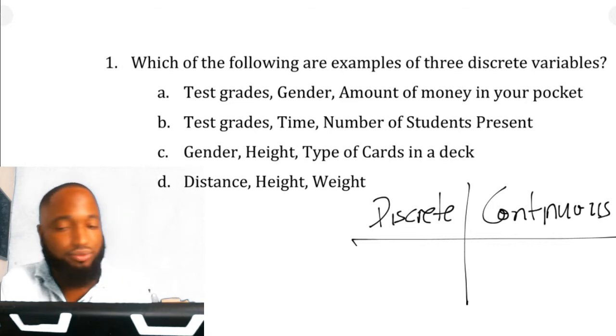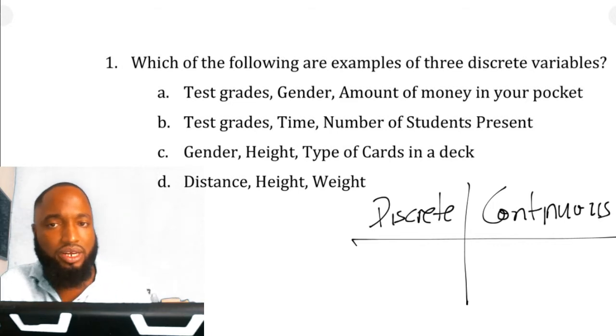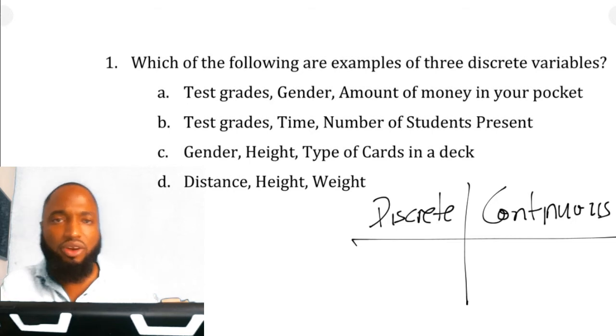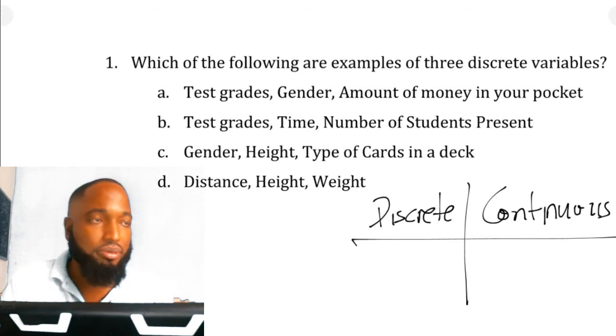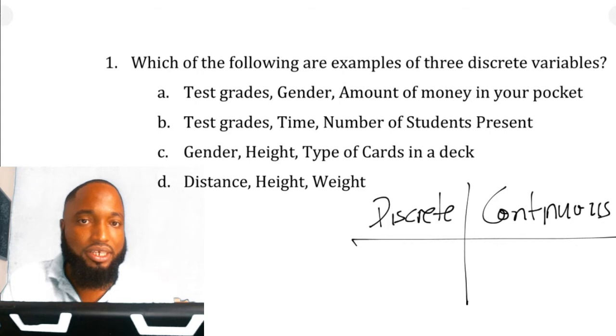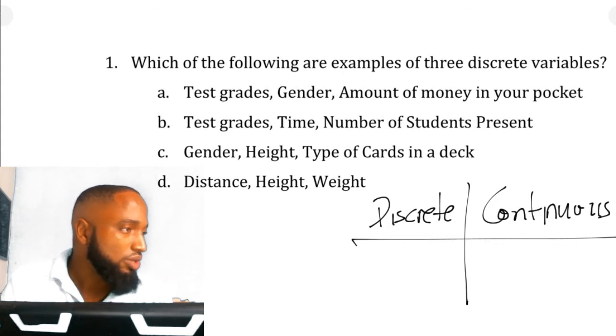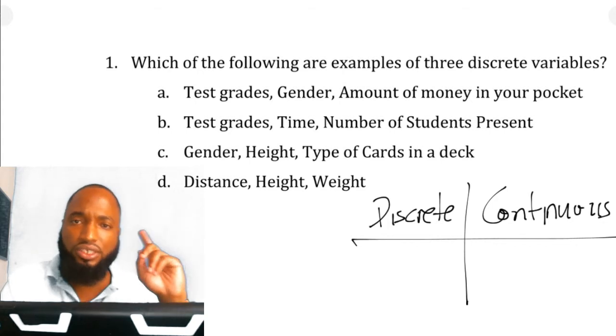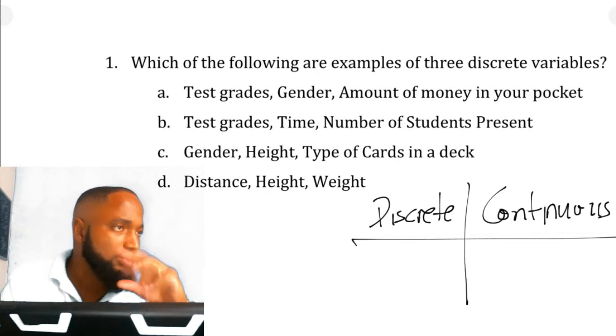So, what answers are we looking at for question 1? Which of the following is an example of discrete variables? Somebody says B.